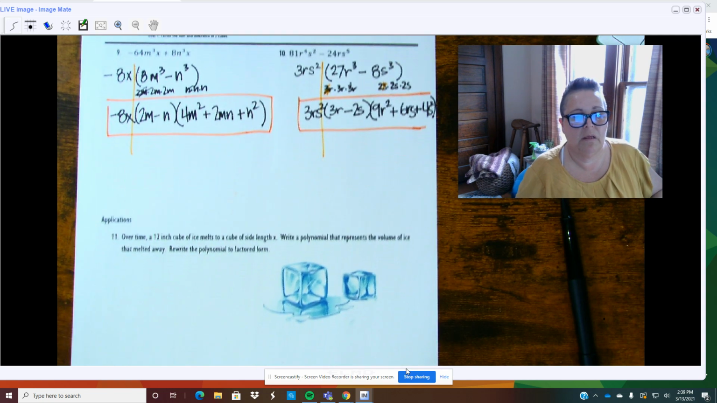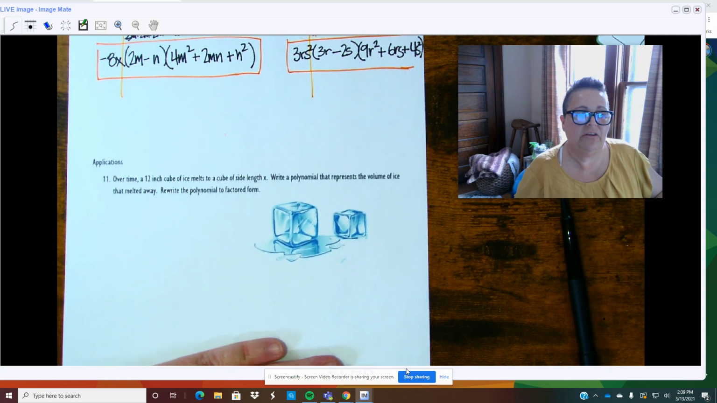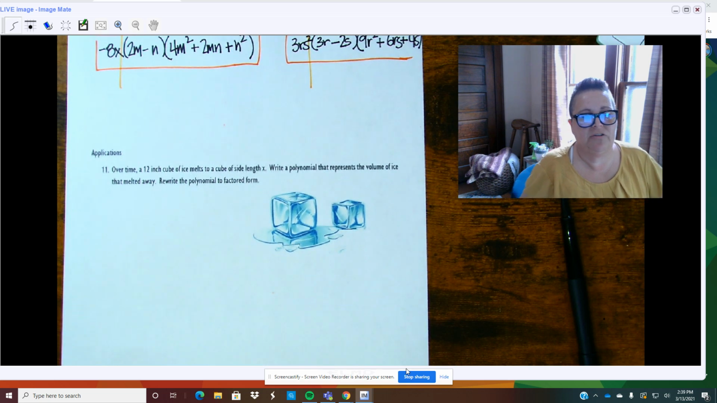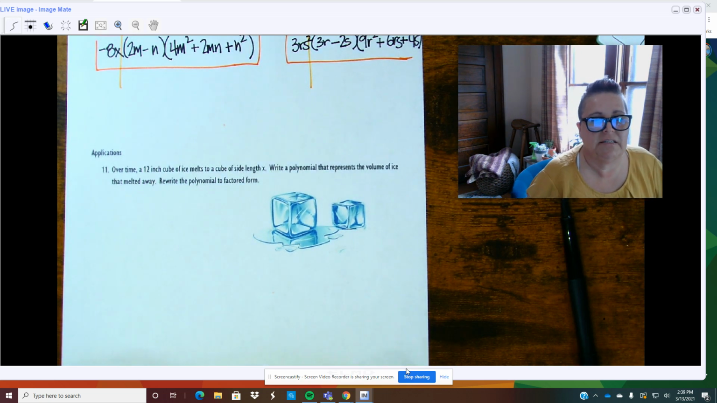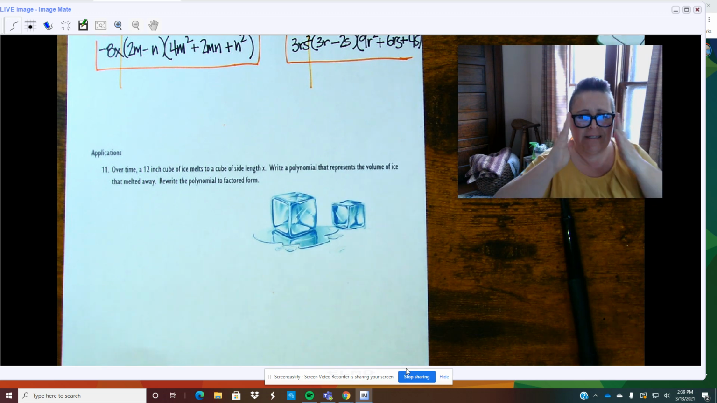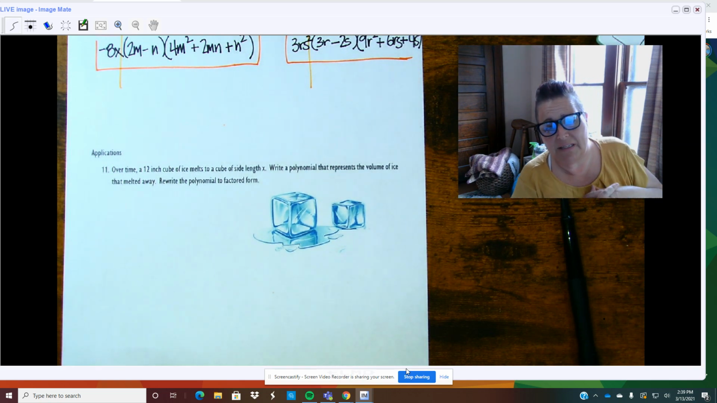Okay. All right, last one I have here is an application. It says, over time, a 12-inch cube of ice melts to a cube of ice of side length x. Write a polynomial that represents the volume of ice that melted away. Then rewrite that polynomial in factored form. Oh, it's kind of like what we did in the last one, huh?